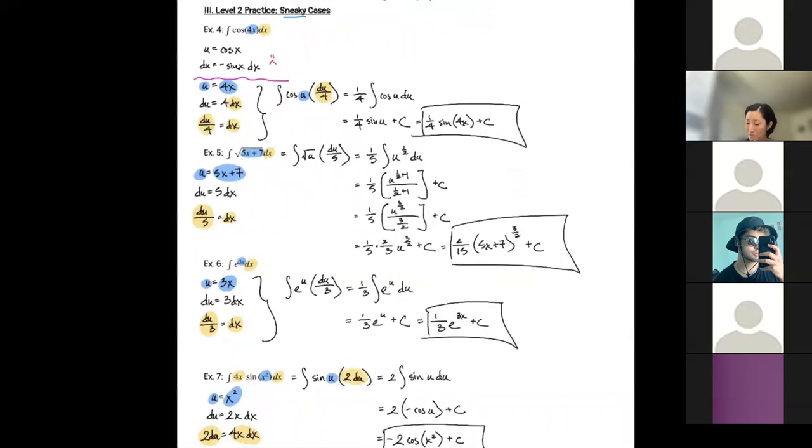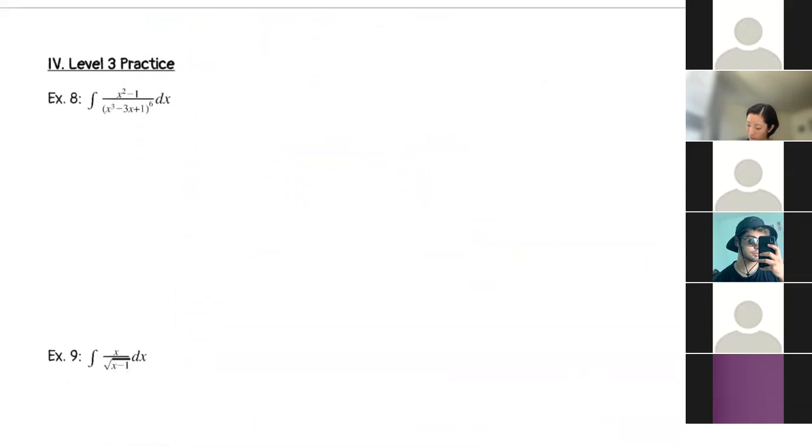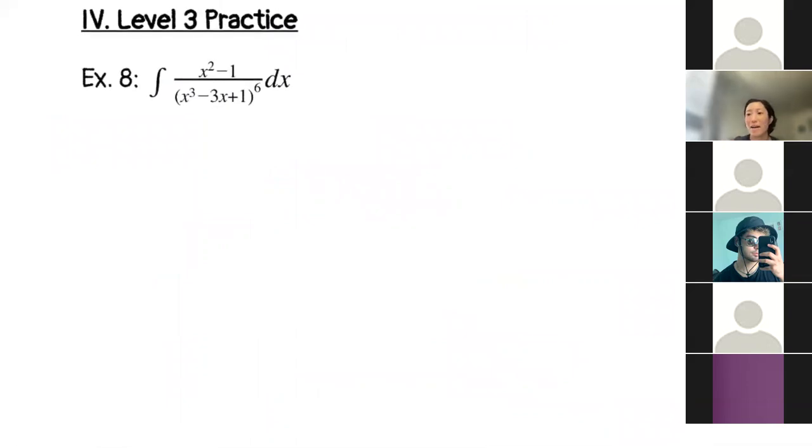All right, let's try some more practice. Level 3. Okay, so let's take a look at example 8. Now, I really did like when people were sending me, okay, this is what I think the u is. So let me give you a moment to submit your guesses for what might be a good u for example 8. All right, I've got a few guesses in, and all those guesses so far look good.